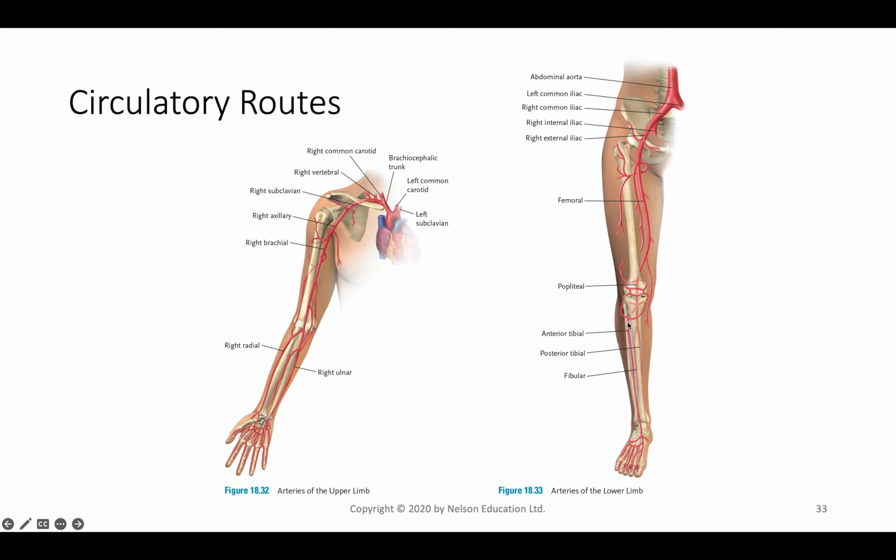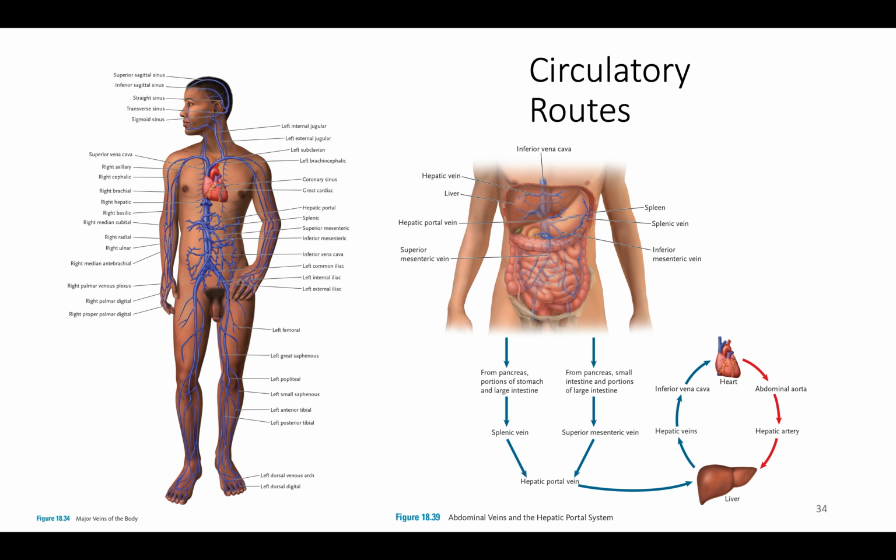The popliteal is the knee region, and that leads down into the tibial region. We have the anterior and the posterior tibial region, as well as the fibular region, and then that leads down into the dorsalis pedis, which then goes into the digits of the feet, right? So the digital. Okay, so that is all arterial flow.